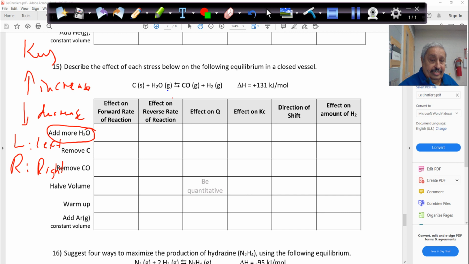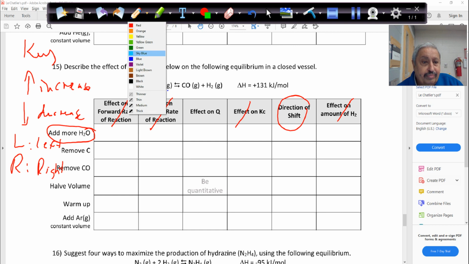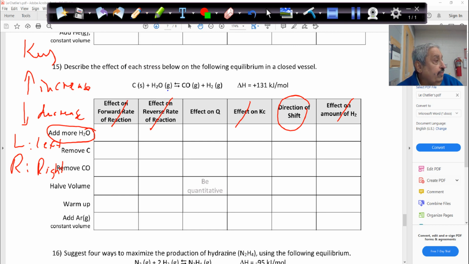We are not taking this one, we want to see this one here. Then we'll see the effect of the forward reaction and the effect of hydrogen later on. So we are adding H2O. What will happen to the chemical equation? Where will be the shift? Right, because H2O is on the left. When you add more H2O, the left will have more stress, so the shift will be to the right.